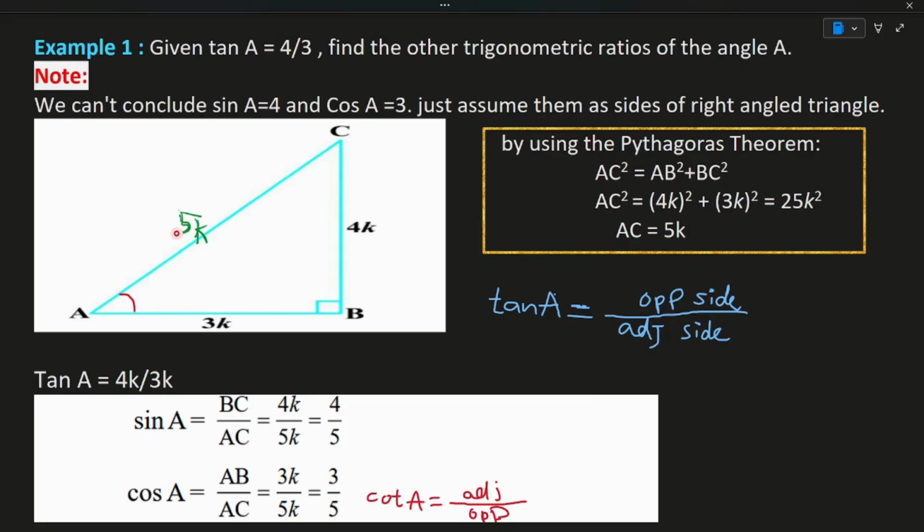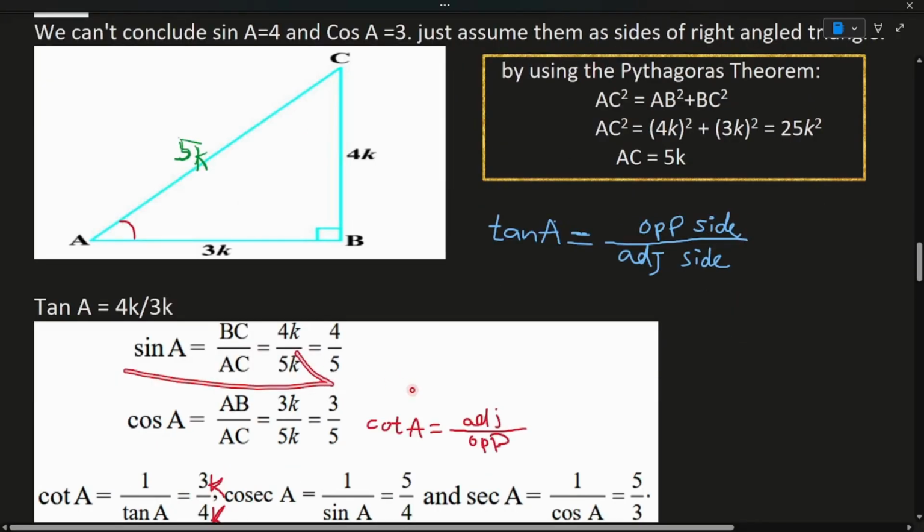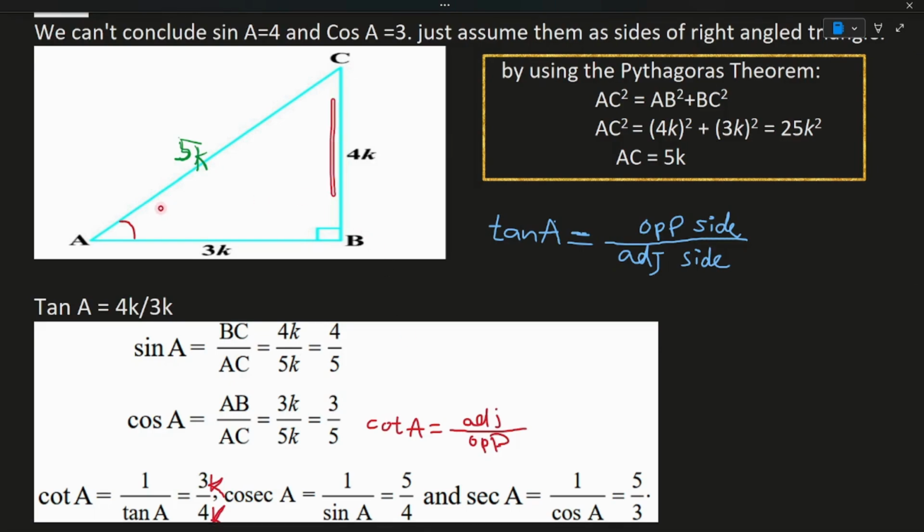Now we can easily find the remaining ratios of the other trigonometric functions. Sin A. What is sin A? We know that sin A equals the ratio of opposite side by hypotenuse. So what is the opposite side? 4k. What is the hypotenuse? 5k. So it will become 4k by 5k. Simply k and k get cancelled, and we get 4 by 5.